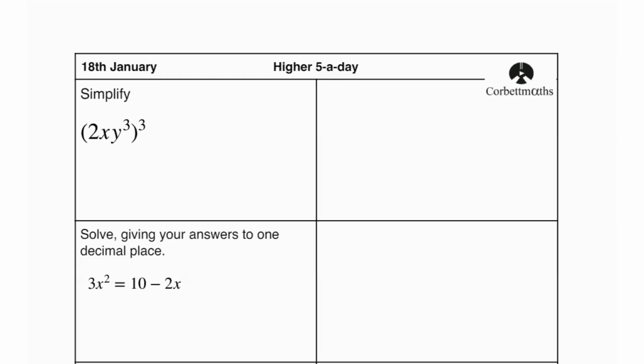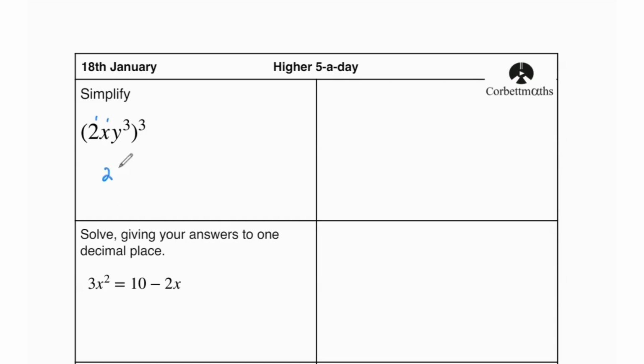The first question says simplify (2xy³)³. Whenever there's a power outside the bracket and inside the bracket, we always multiply those powers. But in the case where we have 2 and x, you can't visibly see a power, but every whole number has a power of 1. So the 3 power will get distributed on 2 and x as well.